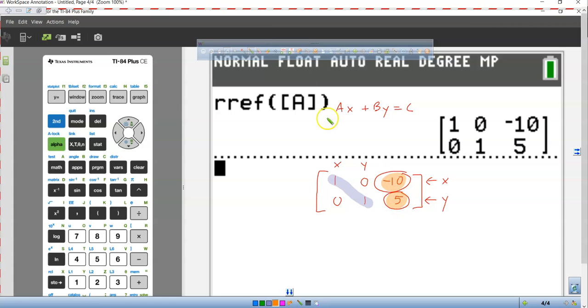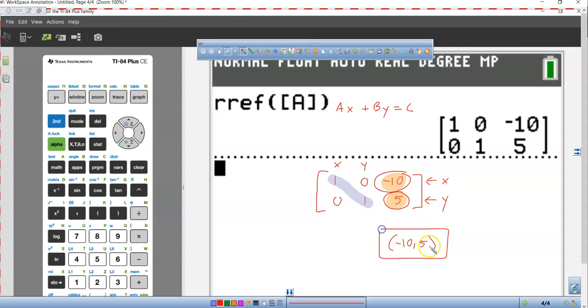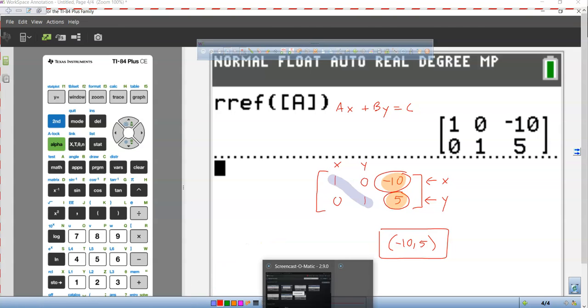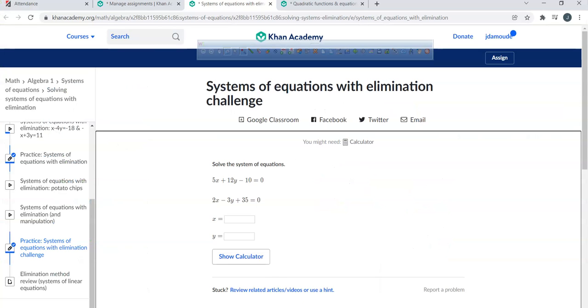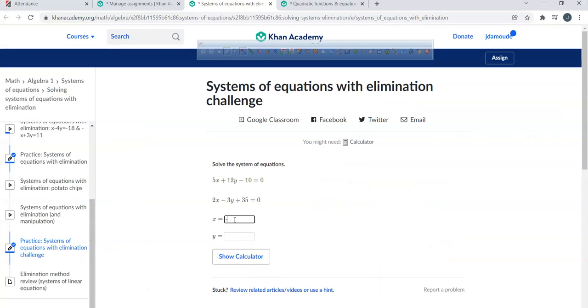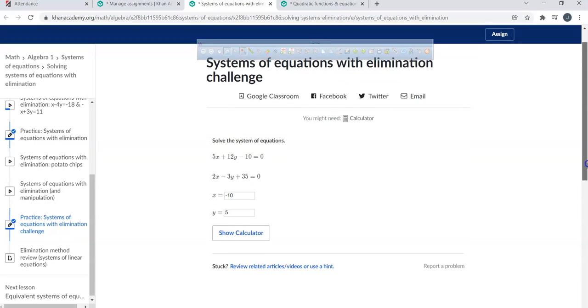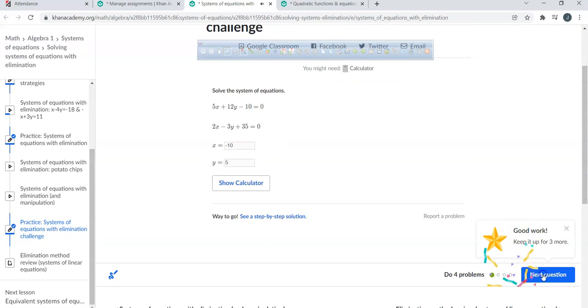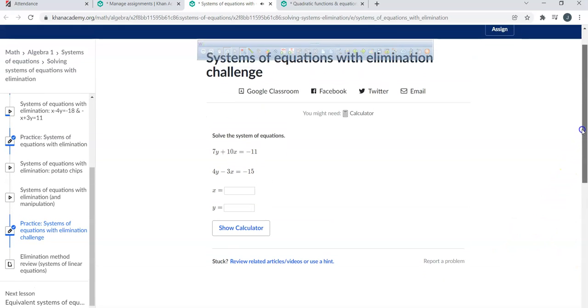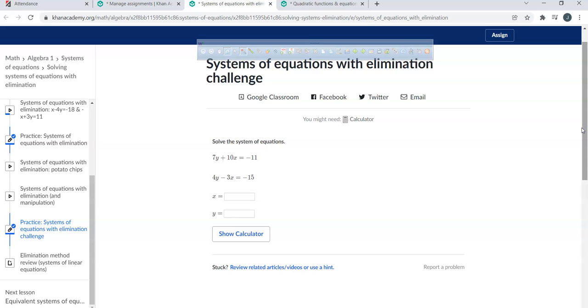So I'm going to type in a negative 10 and a 5. That's your solution set. So as an ordered pair, it would be negative 10 and 5. Okay? So I'm going to go ahead and type it in. Let's see here. So negative 10 and 5. Let's make sure I typed it in correctly. Negative 10 and 5. Then I'm going to scroll down here, hit check.